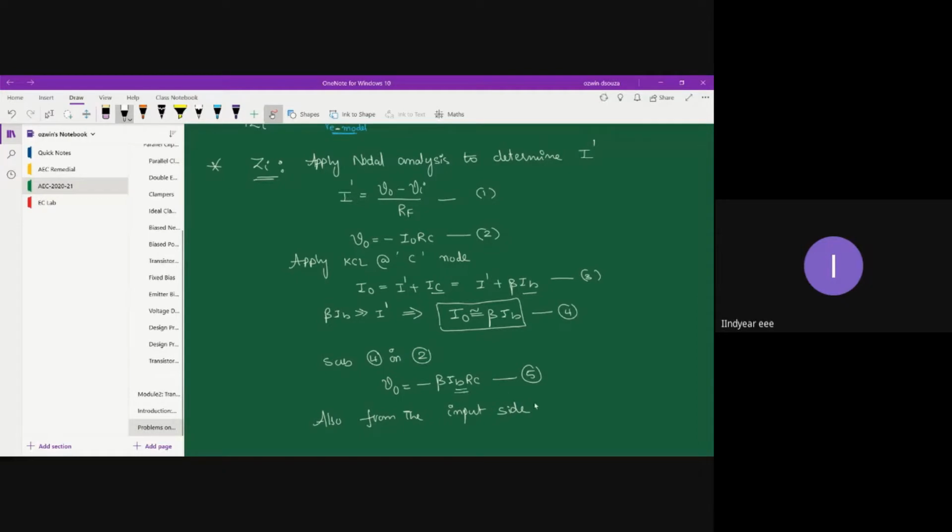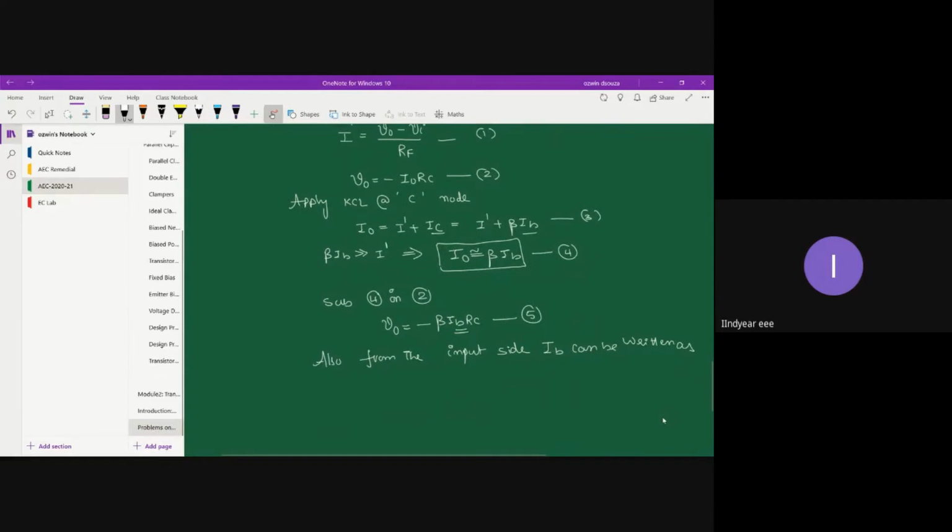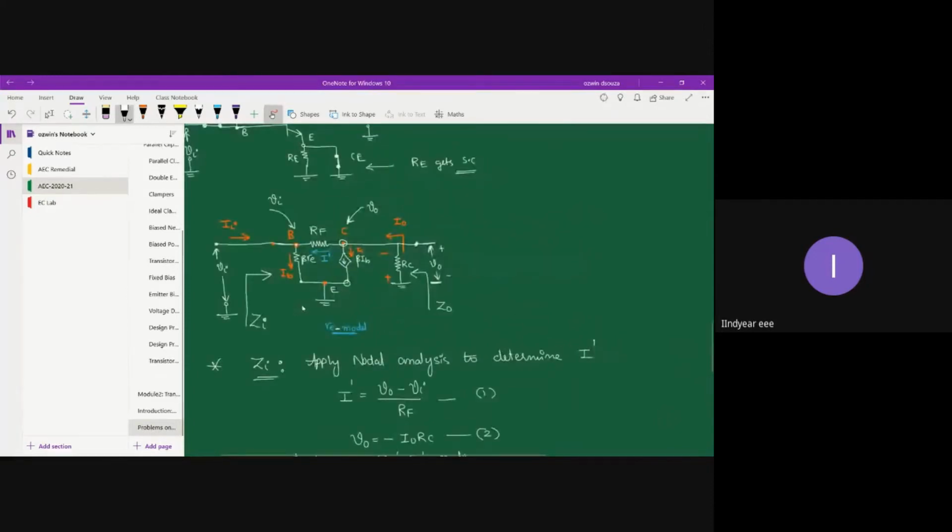Also, from the input side, you can write an expression for IB. IB is the current flowing through the resistor beta re. Across beta re, what voltage is coming? Vi is coming, right? Because the base to ground voltage is the same as the voltage measured from this node to this node. This node is your base node and this node is your ground node.